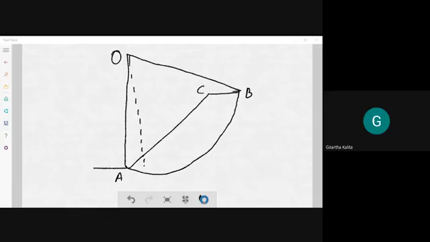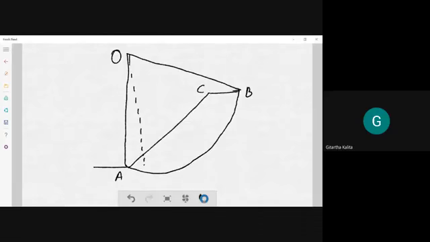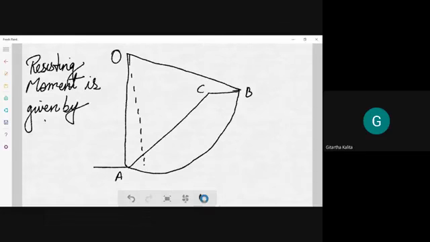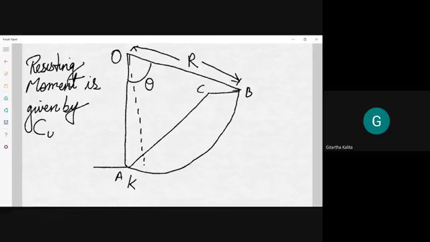So this was the diagram, and now the resisting moment will be given by what? The resisting moment will be given by Cu. As I have already told you, the cohesion is giving the resistance. Now you should always remember that this length is r, and if this is theta, then this length is r theta.